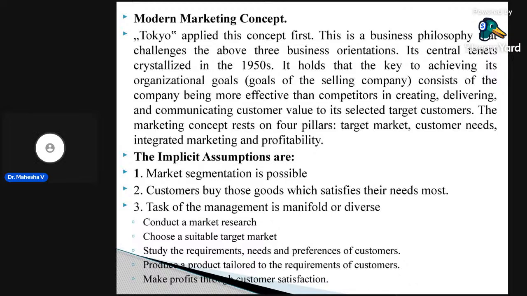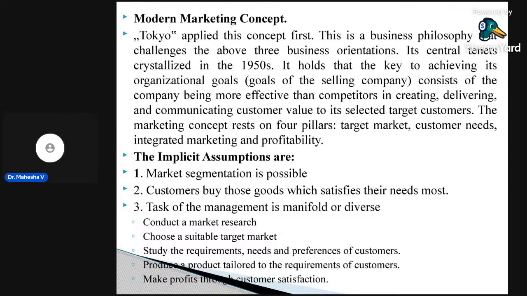That can be done through aggressive promotional activity. By undertaking aggressive promotional activity, one can turn prospective consumers into buyers by inducing them to go and purchase. That motivation process is called the selling concept. In addition to that, today we'll look into the modern marketing concept.